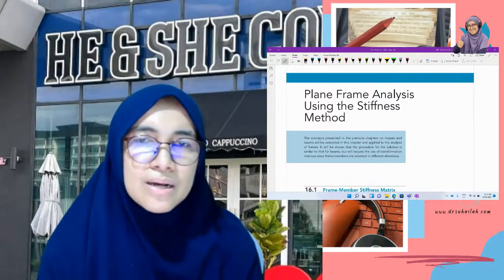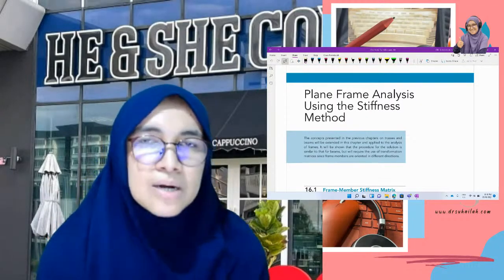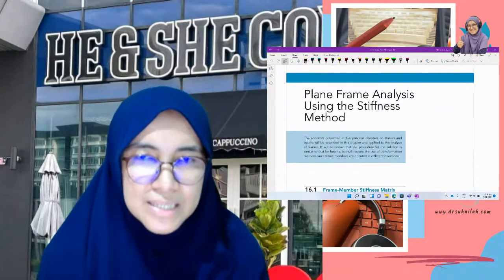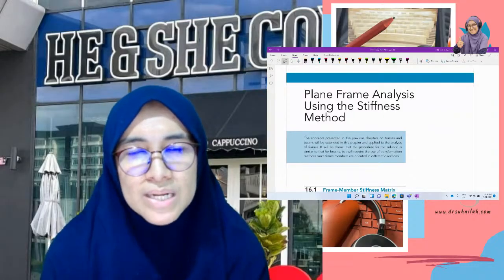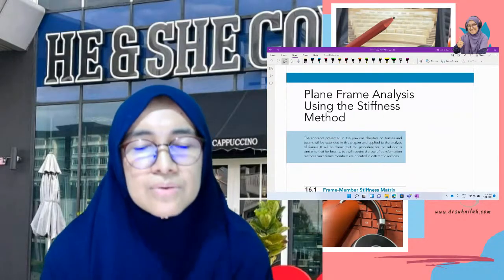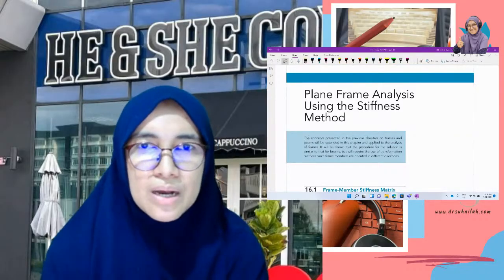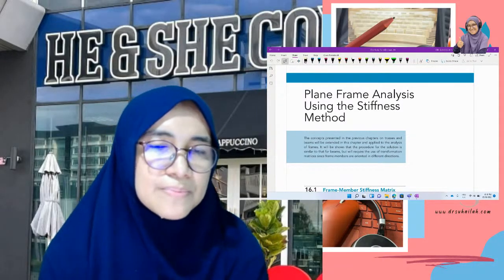So the structures that we are going to analyze in this chapter start from truss analysis, followed by beam, and the final one is frame. Okay, there are three types of indeterminate structures that we are going to analyze using the stiffness method.